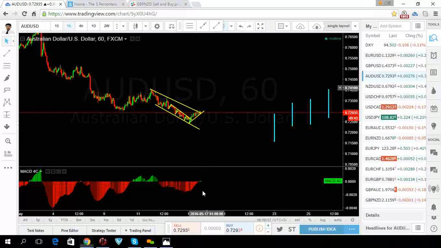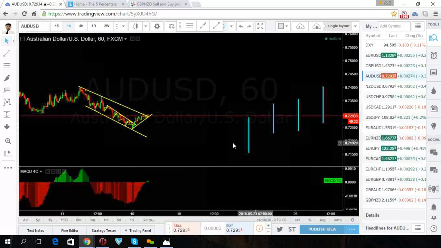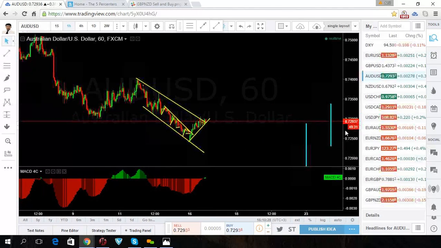That is because you have a different pattern in the making that started here. This is only a part of it. So it's not complete. That is why we don't know exactly which direction it is going to go. It's an incomplete pattern.